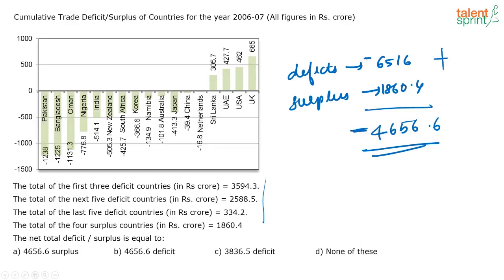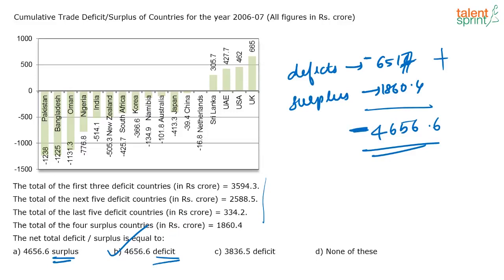So definitely the answer is going to be option B, 4656.6 deficit. Be careful with these two options: here it is surplus, here it is deficit. The deficit is more, and the negative answer is what we are getting, so it means that it's a deficit.